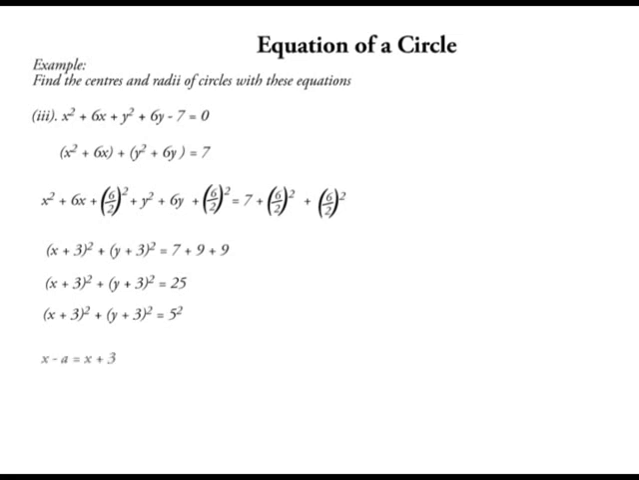x minus a is equal to x plus 3, and therefore a is negative 3. y minus b is equal to y plus 3, therefore b is negative 3. And therefore the center is at (negative 3, negative 3), and the radius is 5 units.